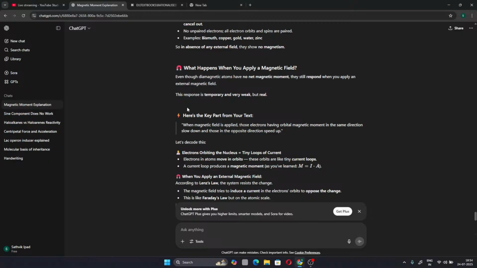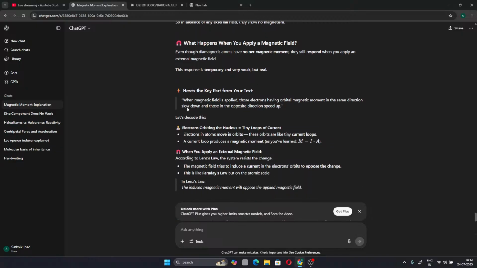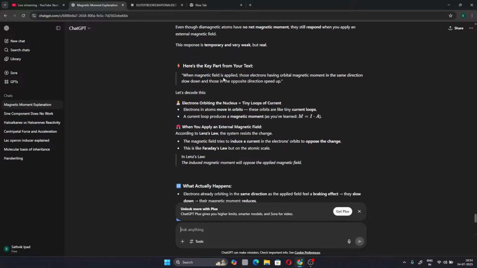But when a magnetic field is applied, even though diamagnetic atoms have no net magnetic moment, they still respond to the external magnetic field. This response is temporary and very weak but real. Those electrons having orbital magnetic moment in the same direction slow down.